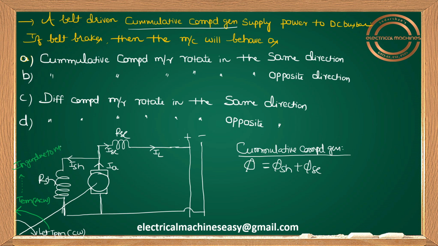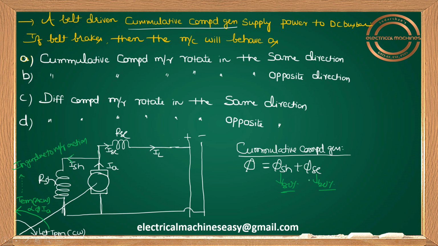Due to motor action, in fact, this Tm is proportional to phi into Ia. Sir, phi means, in a cumulative compound machine, is it phi S or phi SC? I told you guys, phi S is 80% and phi SC is only 20%.